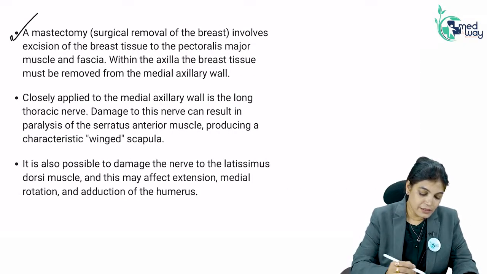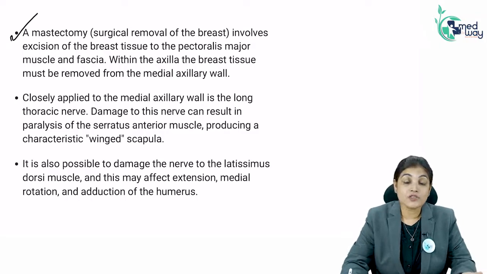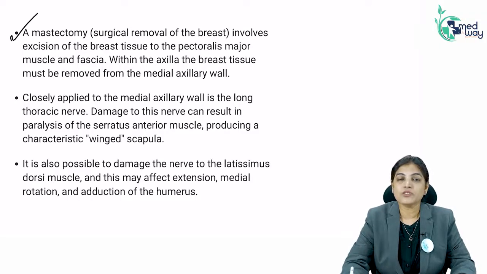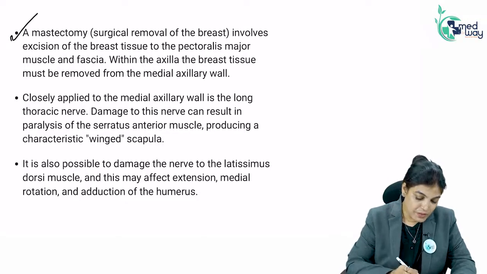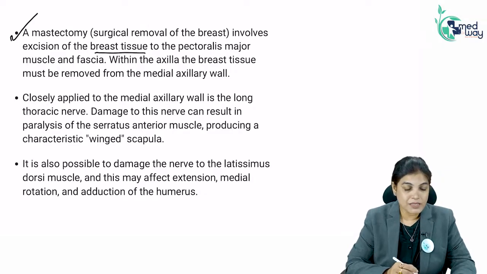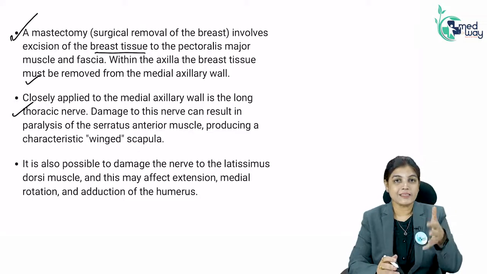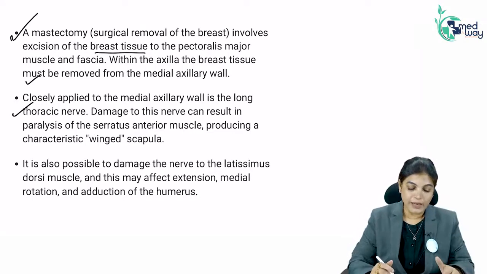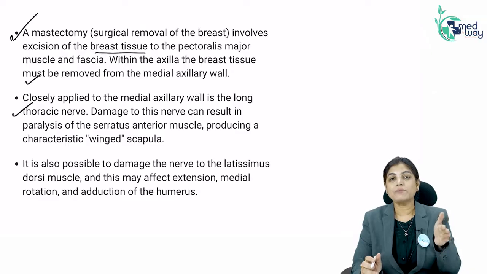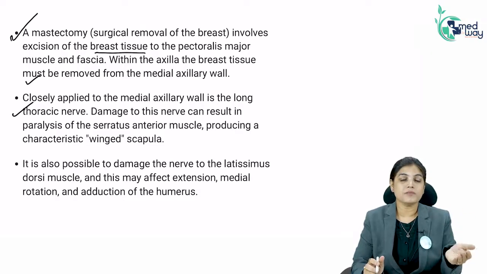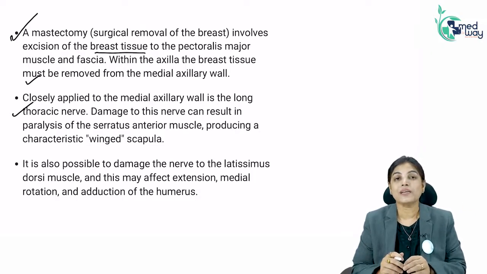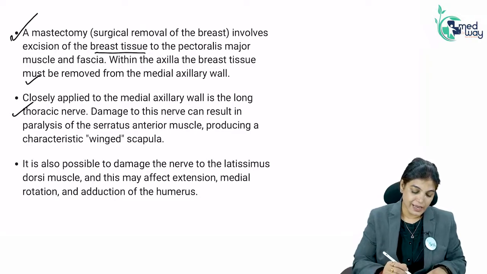Other than that, I would also like to talk about the surgical therapy of the breast, in which the whole breast is removed. That is called radical mastectomy. Surgical removal of the breast involves excision of breast tissue down to the pectoralis major muscle and fascia. Within the breast tissue, the medial axillary wall is approached. In the medial axillary wall we have an important nerve, the long thoracic nerve, giving innervation to the serratus anterior muscle, which can be involved.